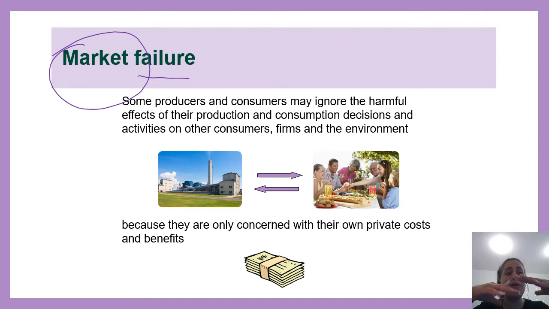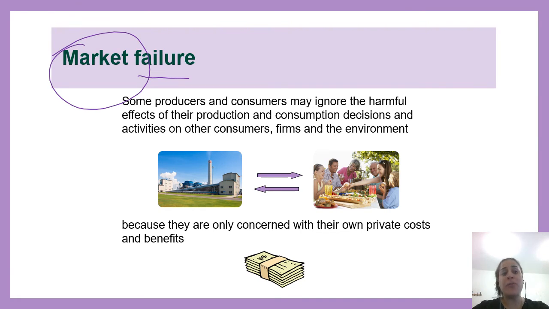And it occurs when free markets fail to produce outcomes in terms of prices and quantities that are socially or economically desirable. The result of market failures is usually the misallocation of resources, or in other words, I could say the inefficient allocation of the resources.